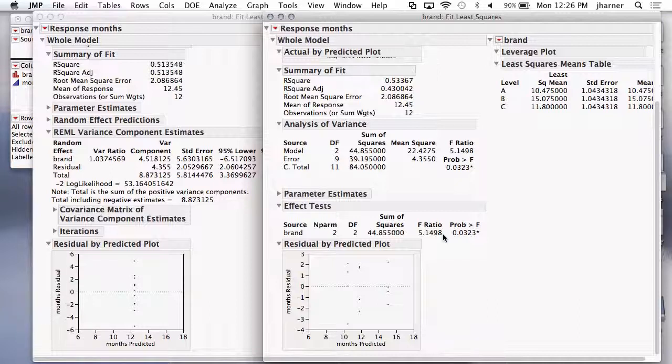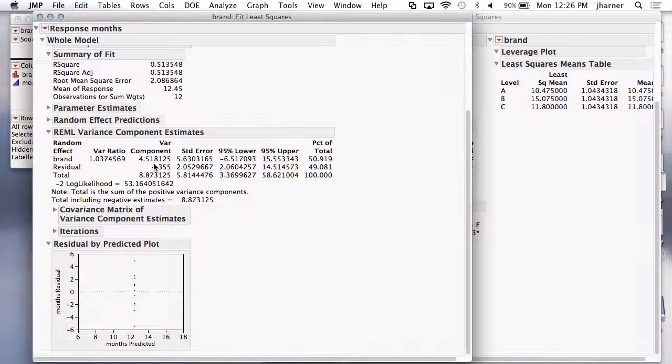But you can see there's a bit of difference in terms of the variance component. These are the REML estimates. The variance component for brand is about 4.5. The residual is about 4.3. The total is about 3.85. So you can see the ICC, does it give you the ICC? I'm not sure it does.